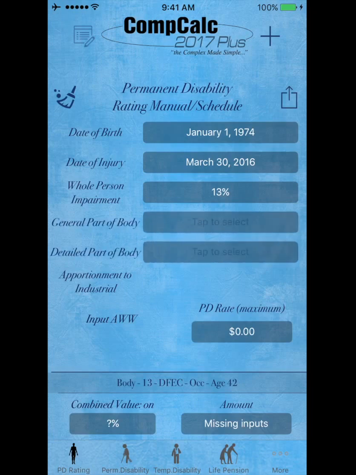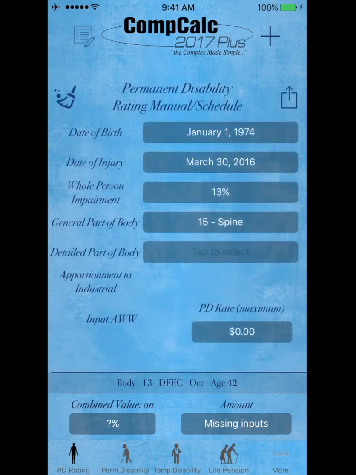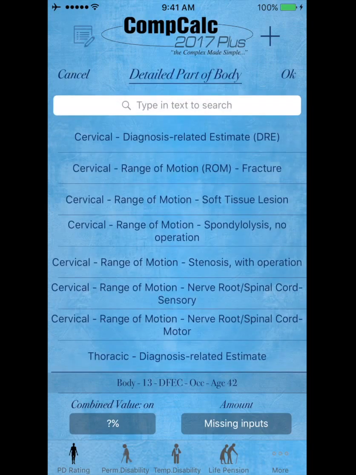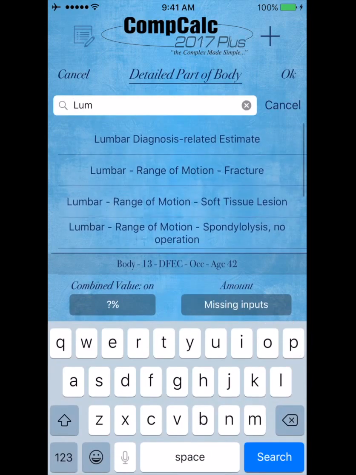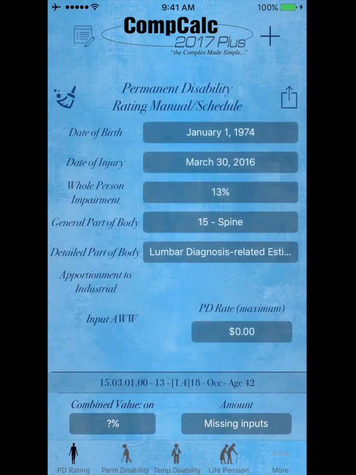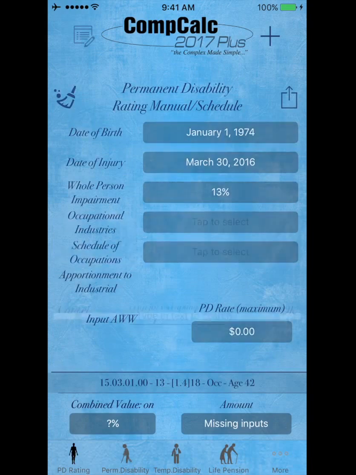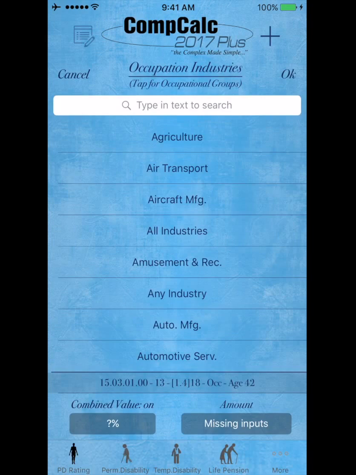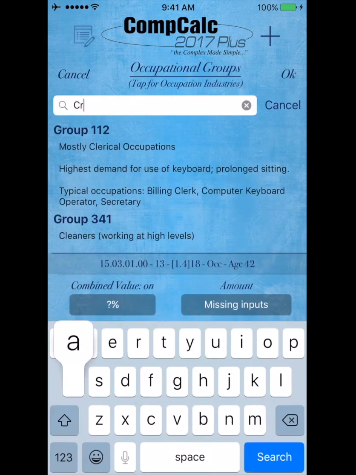Let's go ahead and finish up this rating real quick. I'm going to do a spine. I'm going to say that it's a lumbar. You can see it's got a search engine here. It's a relational database. I'm going to go back out to occupation. I'm going to do this really simply. I'm going to tap at the top occupational group. Let's say this guy's a crane operator.